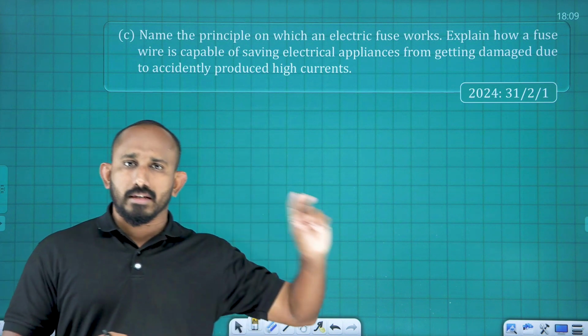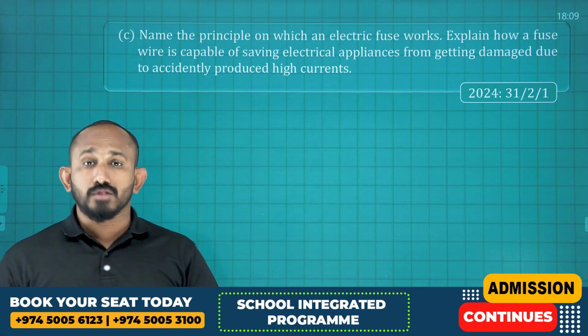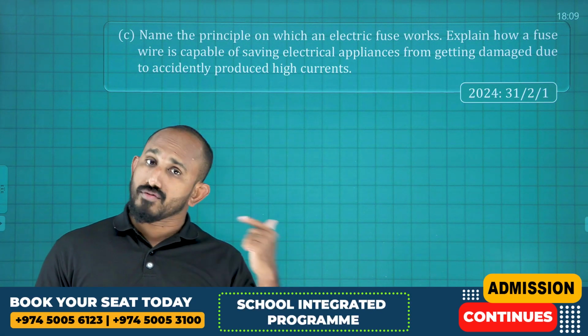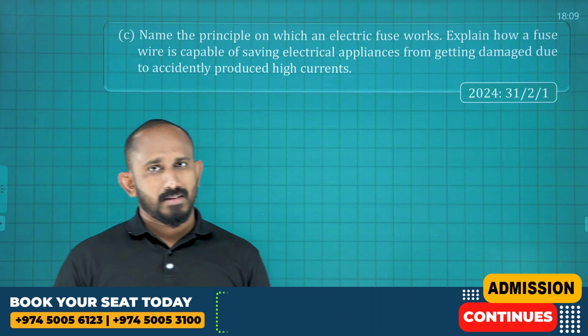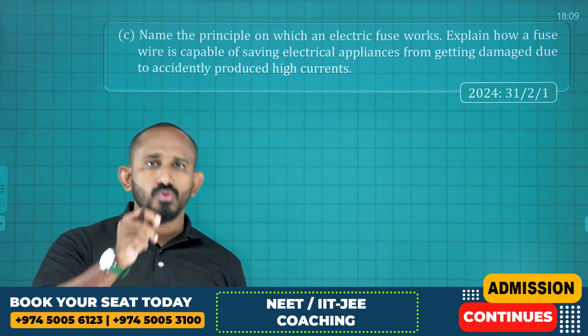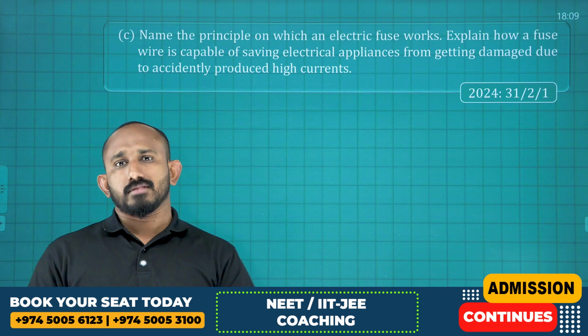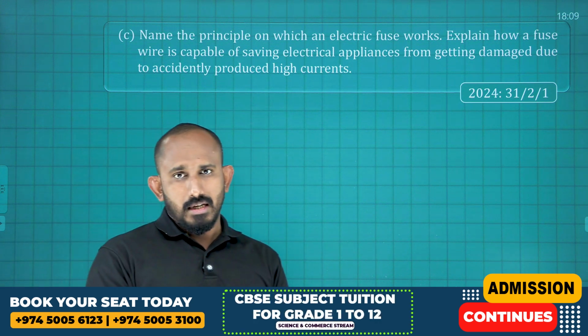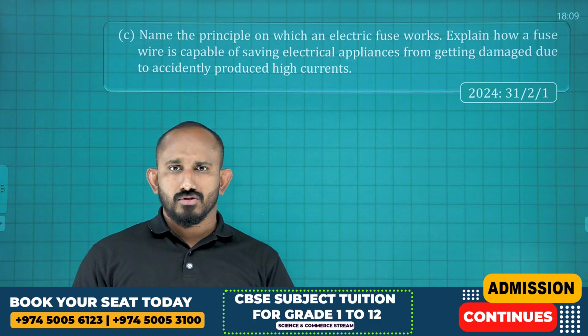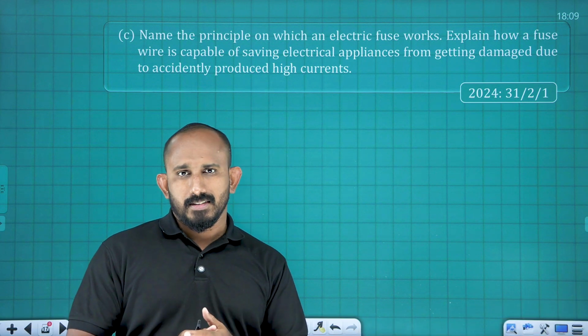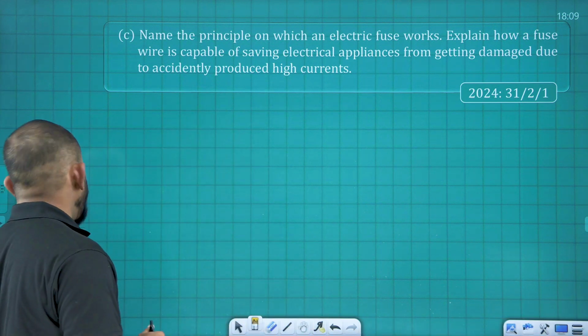When current passes through a conducting wire, heat is produced. It is proportional to resistance, the square of the current passing through it, and the time. Hence, the more current passes through, the more heat is produced and it melts. So it has a low melting point. Hence, no current will pass through the device. So the same explanation you can write here. Let's move to the next question.